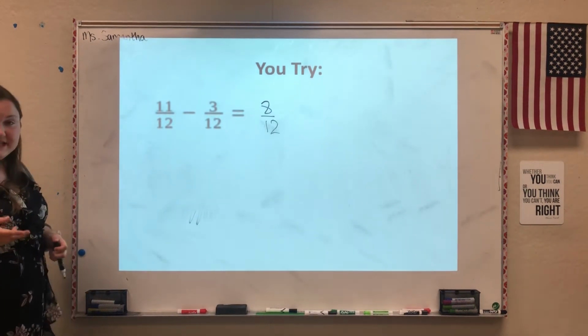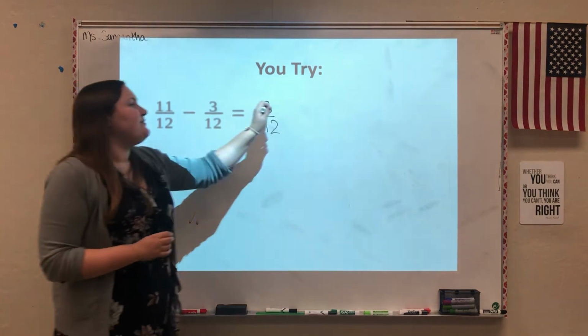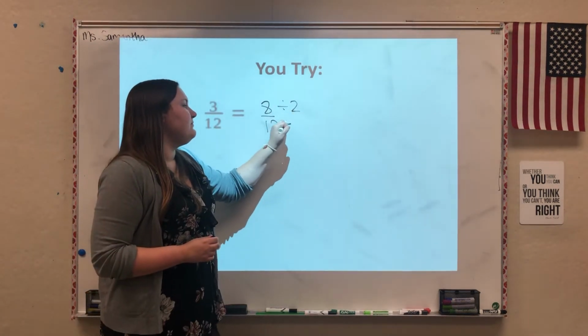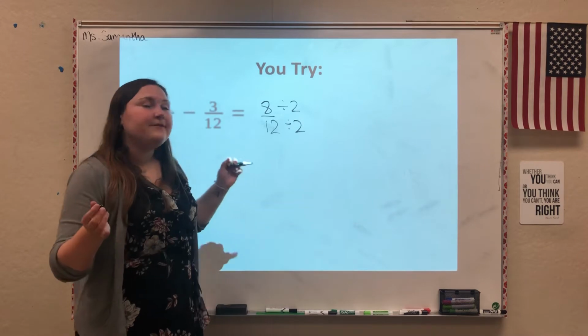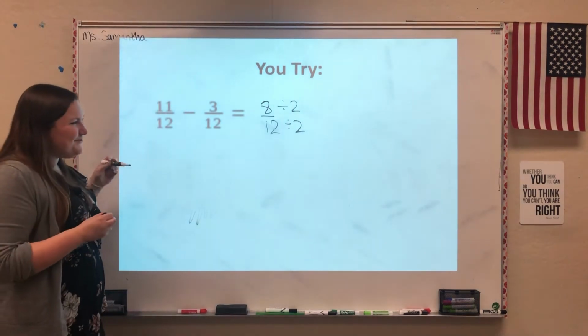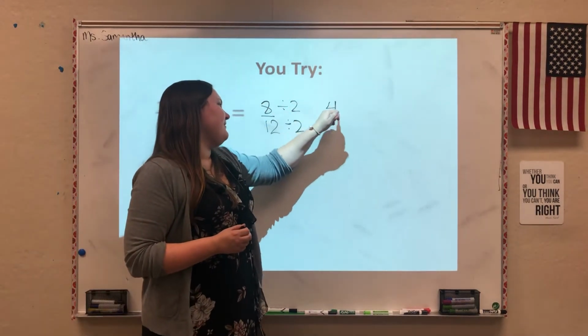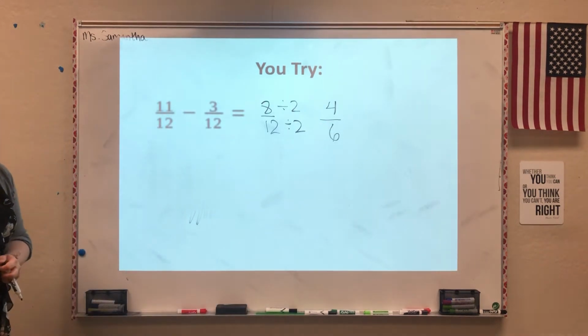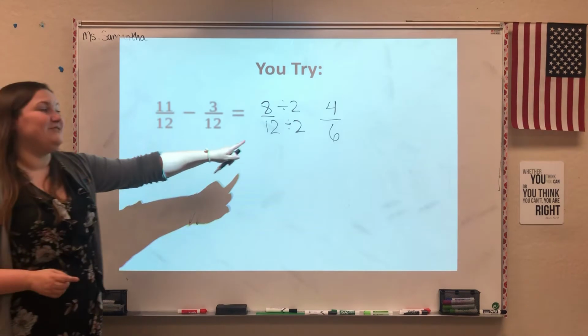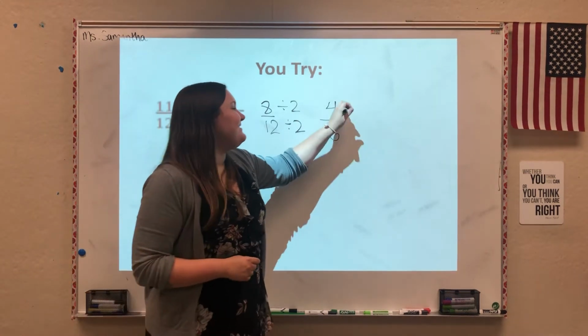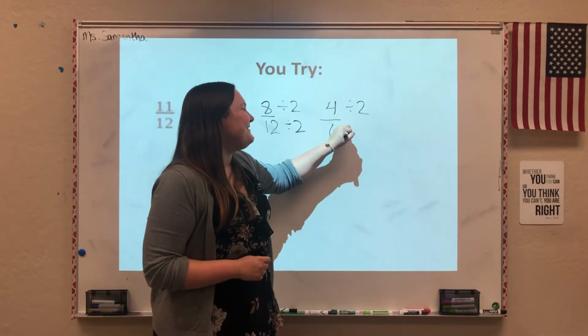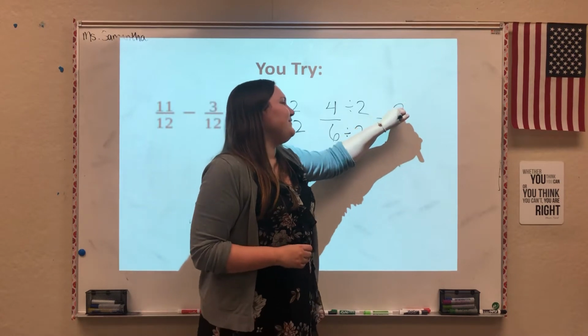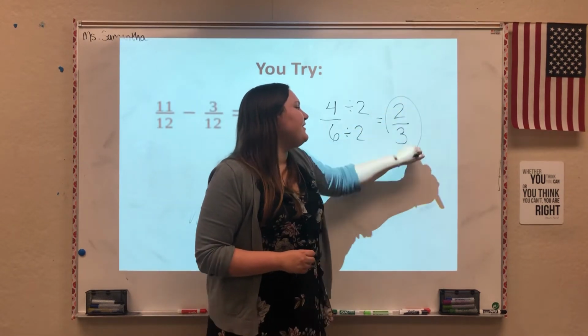There's a couple different things you could do. You might have chosen to divide by 2. If you do that, that's perfect. You can divide both those numbers by 2. 8 divided by 2 is 4. 12 divided by 2 is 6. If you chose to divide by 2, though, you are not done because you can divide more. You can divide both of those numbers also by 2. And that would leave you with our final answer of 2/3.